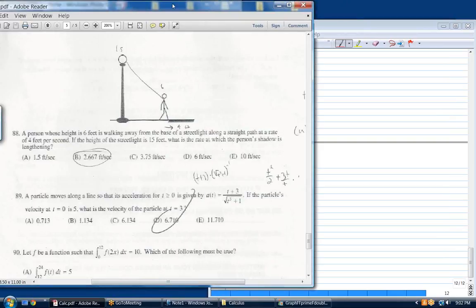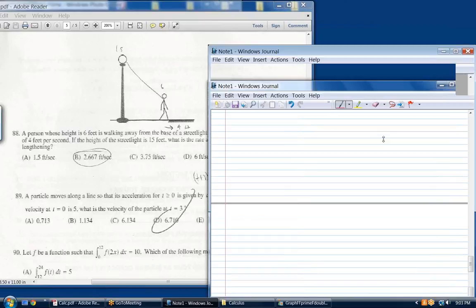Notice that the shadow is going to move faster than the person, right? As this person gets further and further away, his shadow gets longer and longer. So the only way that can happen is if the shadow is moving faster than the person is. This part of the shadow has to actually move faster than the person, because by the time the person's way out here, that shadow is going to be a lot longer because the angle is different. Right. Okay, so this is a related rate problem.